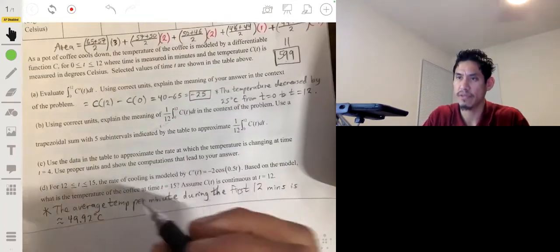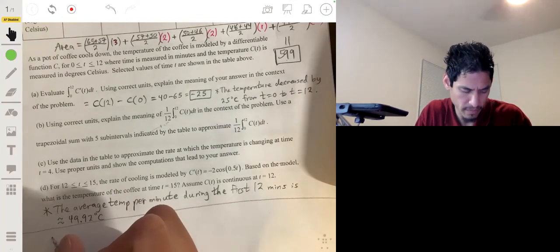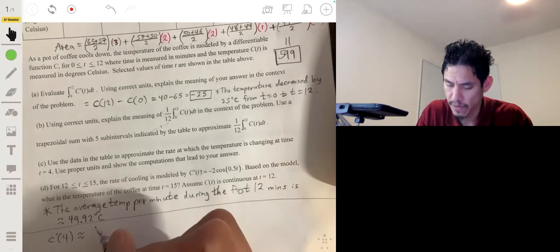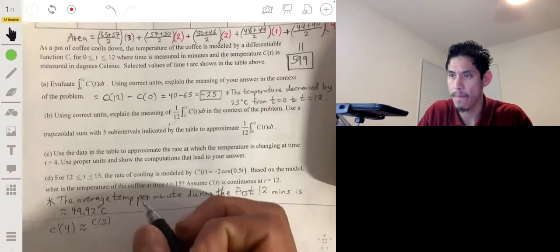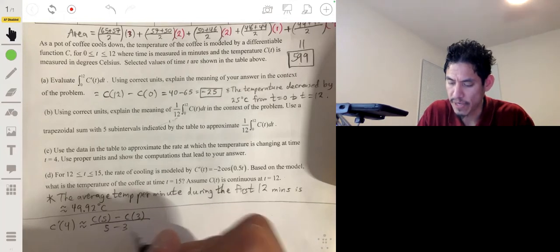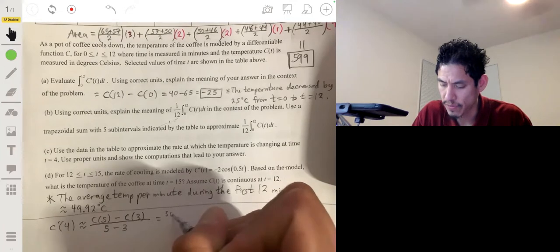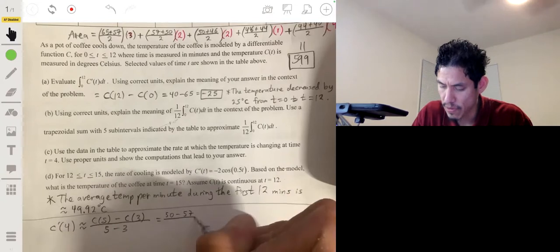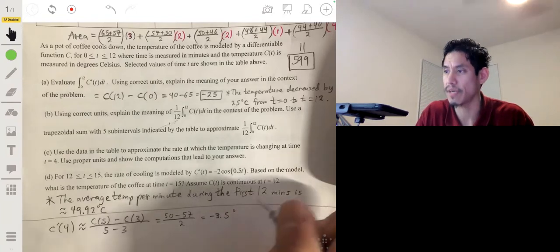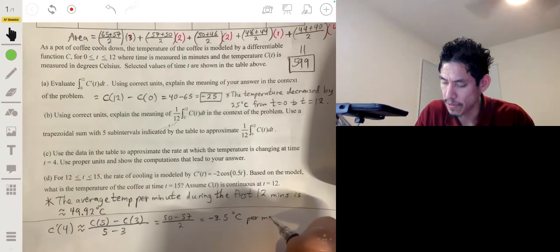So essentially we'll set this up as, we'll write c prime of 4 is approximately c of 5 minus c of 3 over 5 minus 3. So 50 minus 57 over 2, which is just negative 3.5. And since we're talking about degrees Celsius, negative 3.5 degrees Celsius per minute will be our answer.